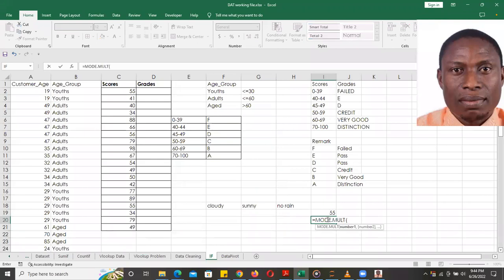Can somebody give us, oh sorry, I click mode, okay, good. The mode is what? The one that appears most from the list. So I'm still going to select this, and let's see the one that appears most. Oh, it's 55. So let's check.